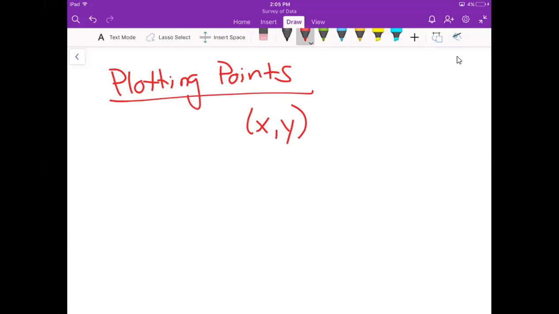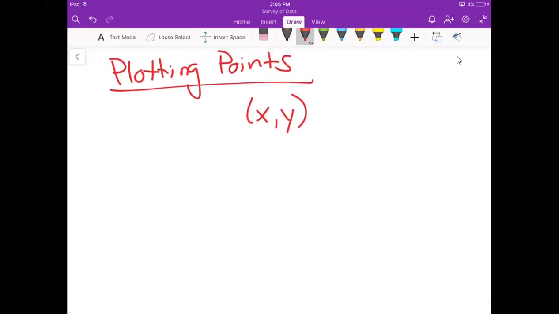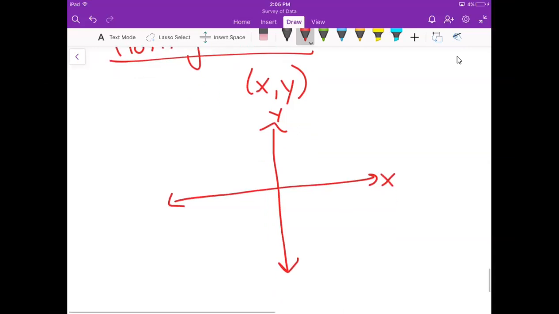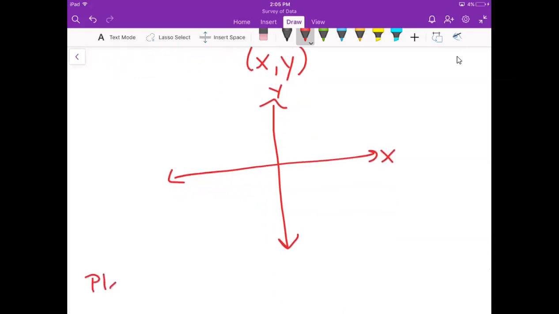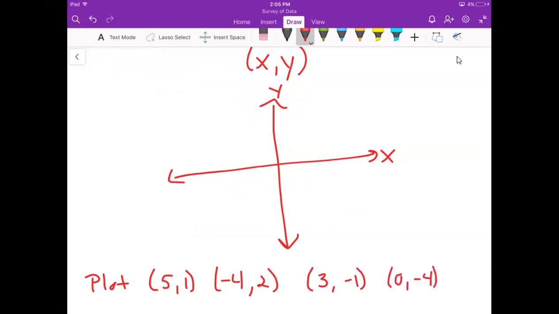And we always plot these on our Cartesian coordinate system, our grid here, where the up and down axis is always your Y axis and the left and right axis is always your X axis. So we just want to do a few examples here. On this axis up here, I want to review how to plot some points. So we are going to plot the point (5, 1), (-4, 2), (3, -1), (0, -4), and (1, 0). We are going to plot all 5 of those points.